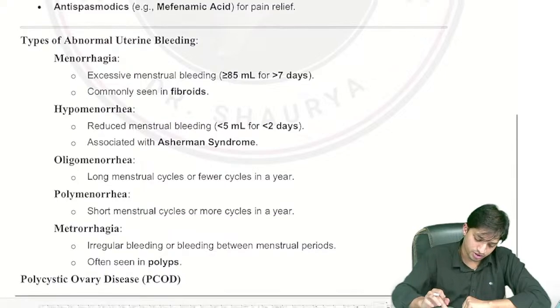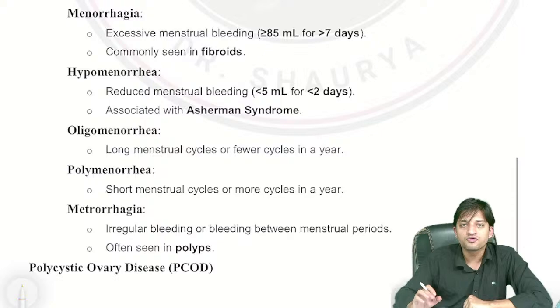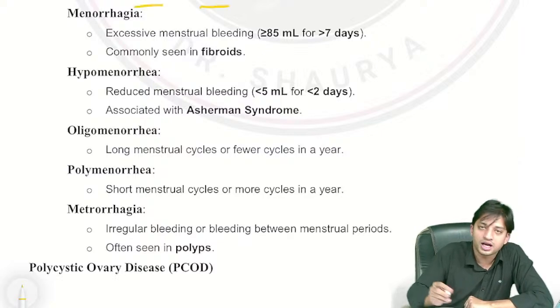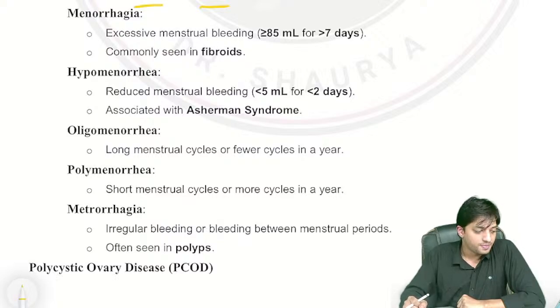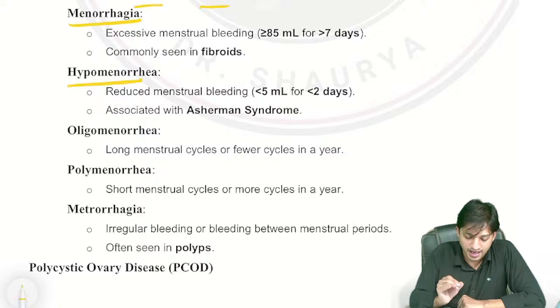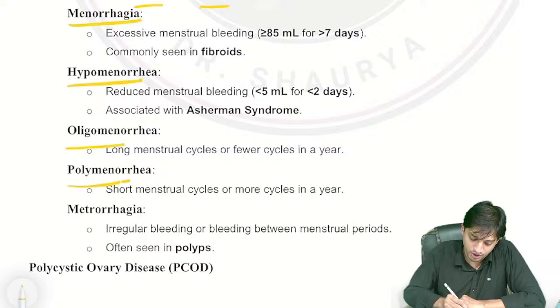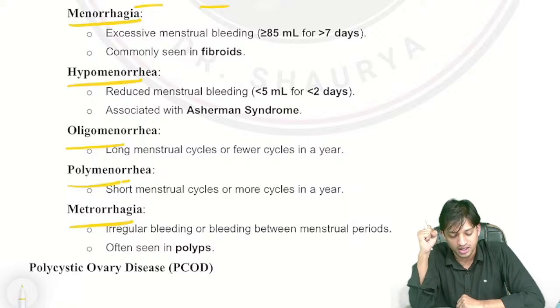Now we are coming to an important concept: types of abnormal uterine bleeding. Just take a moment and have a look. You have menorrhagia, then hypomenorrhea, oligomenorrhea, polymenorrhea, and metrorrhagia. These 5 terms are very frequently asked.